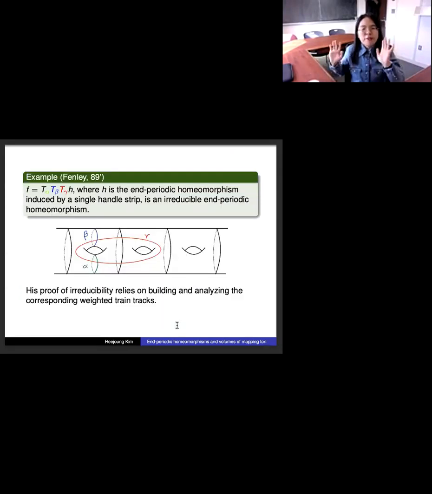Then actually Bentley gave an example of a reducible end periodic homeomorphism in his thesis. For a two-end surface, the product of the twists about three curves alpha, beta, and gamma, and then the handle shift, is reducible and end periodic. And his proof relied on building and analyzing the corresponding weighted train tracks.